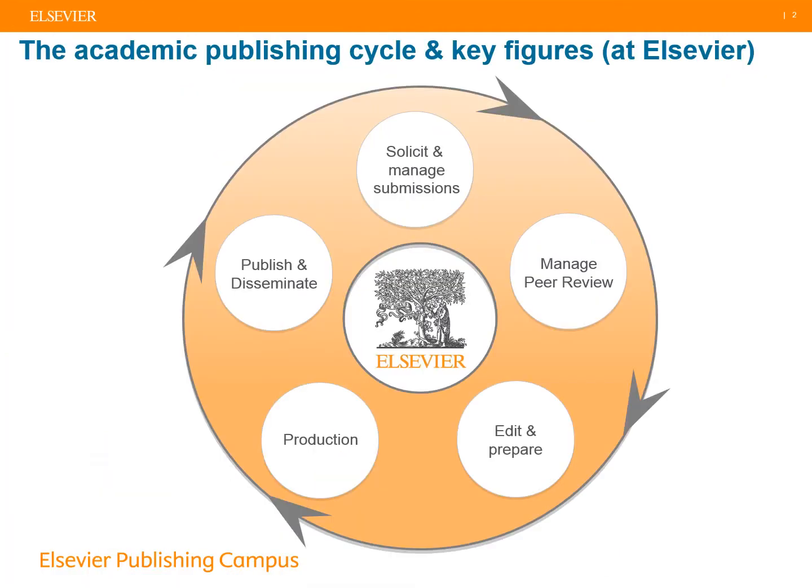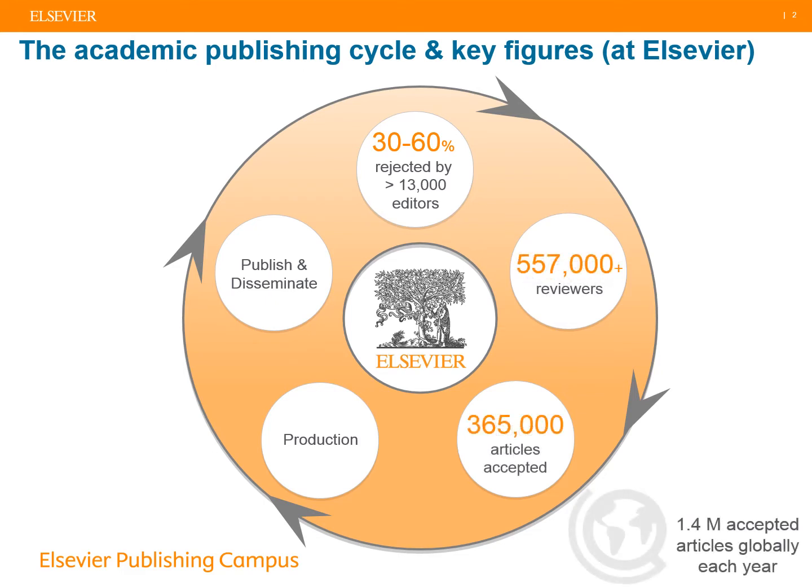Here I would like to talk about the academic publishing cycle. When you submit a paper, the paper will go through peer review, then the editor will edit and prepare for production. Finally, the paper will be published. However, most of the time, only 30 to 60% of the papers will be published. Why? There are many reasons why papers are not accepted.